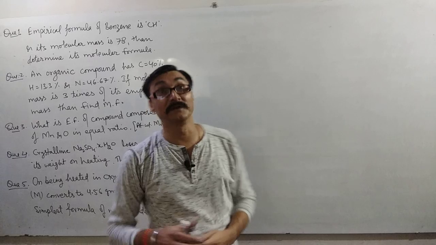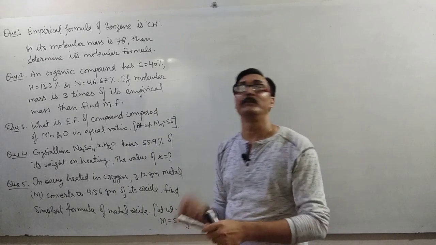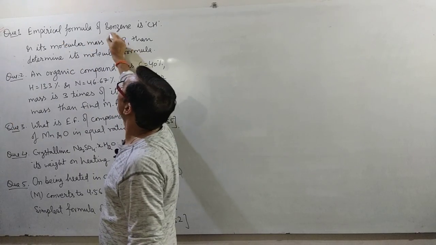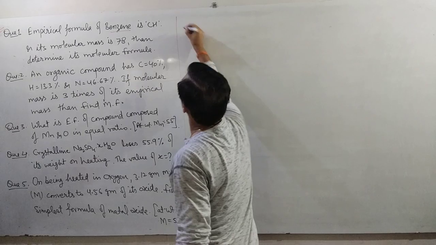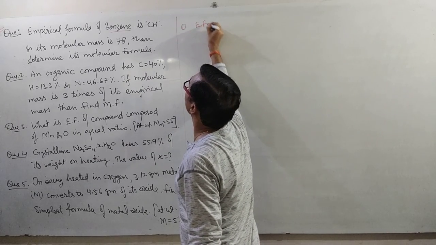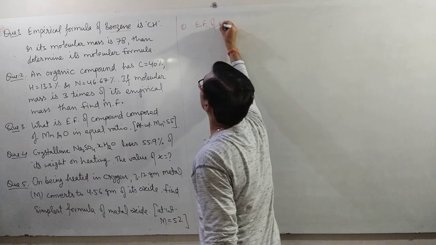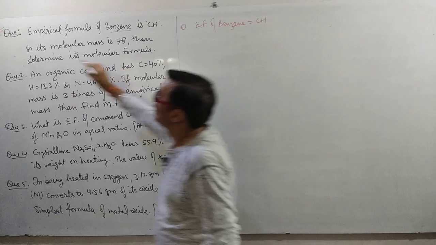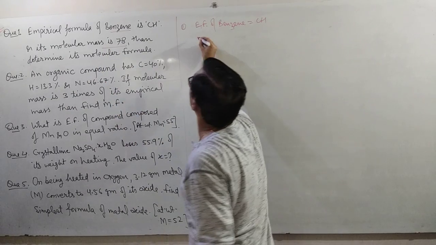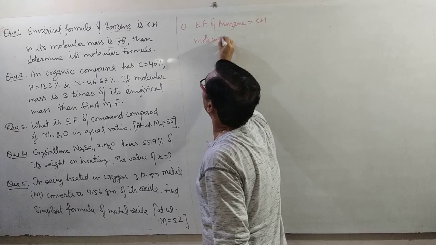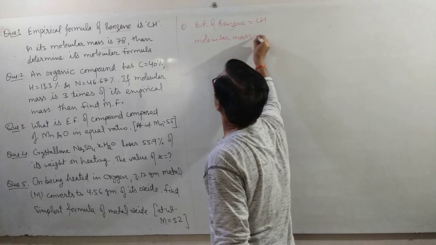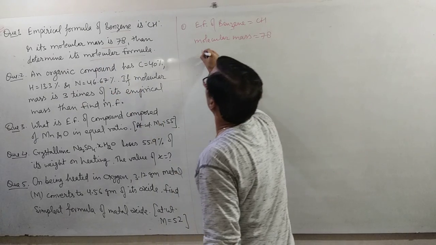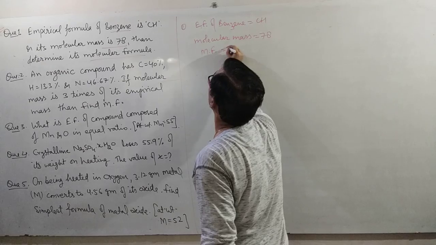Now the questions based on empirical formula and molecular formula. First question: the empirical formula of benzene is CH. Its molecular mass is 78. What is the molecular formula of benzene?